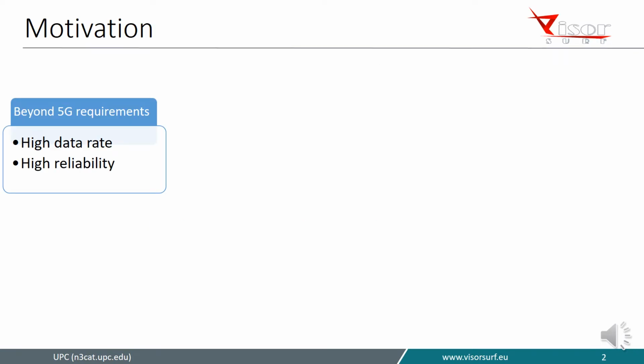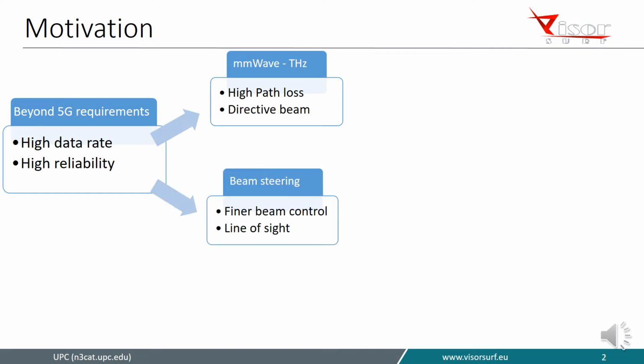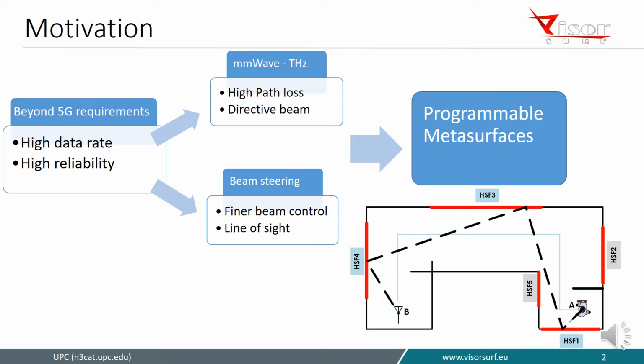Beyond 5G requirements are high data rate and high reliability. These prompt the research community to look for higher frequencies. In the millimeter wave and terahertz regime, the path loss is very high and the radiation pattern is very directive. So we need a beam steering system that can provide finer beam control for stable line-of-sight communications. Programmable metasurfaces are among the best candidates for these objectives. In an indoor scenario, we can cover the wall with metasurfaces and provide fast and stable communications.